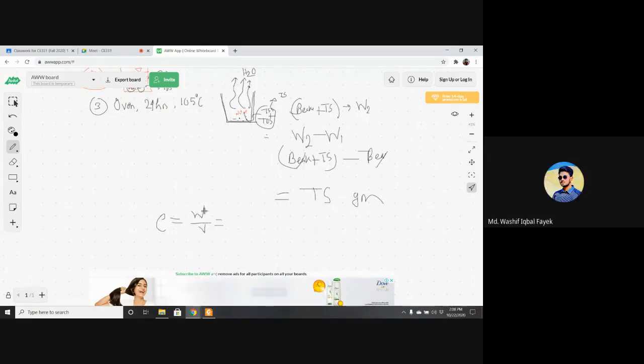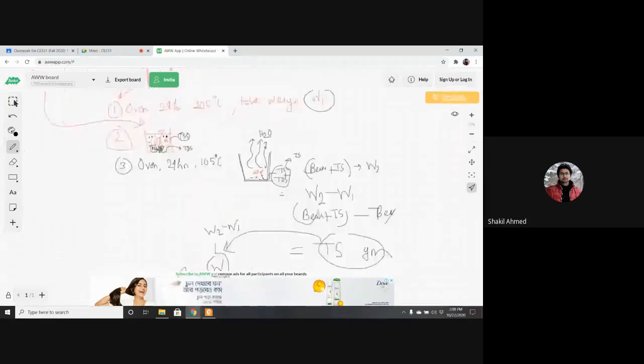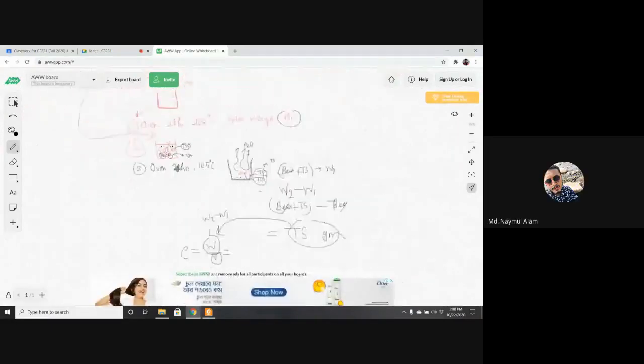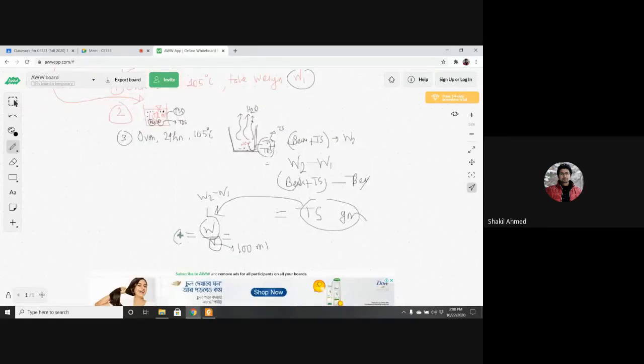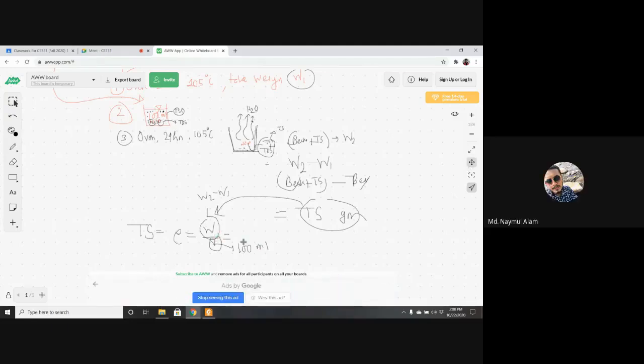So weight is what? This, W2 minus W1, and V is what? Yes, V is what? 100 ml, right? Yes, sir. This is 100. That's it. So this is the concentration of what? Total solid, right? Yes, sir. Fine.